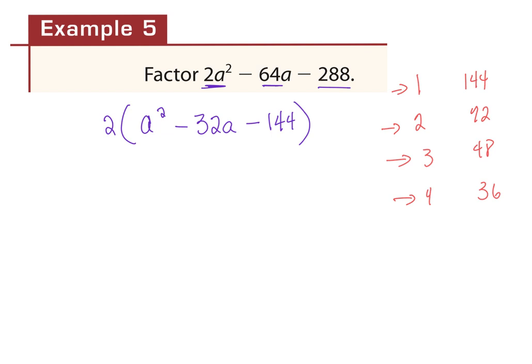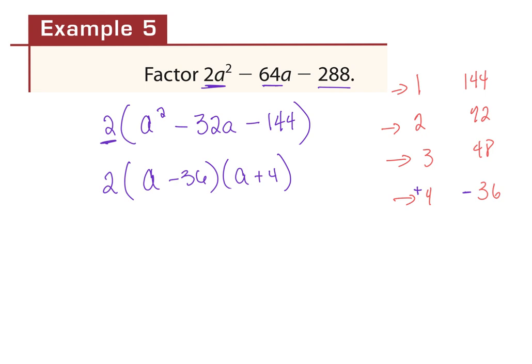I want a negative 32. Which of those needs to be negative then? Remember I said the larger of the two needs to be negative? So my 36 is negative, my 4 is positive. So when I factor this, I am going to have a negative 36. I am going to have a positive 4, but I actually still have that 2 out there.